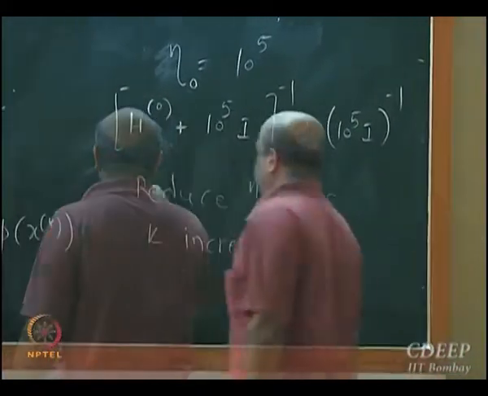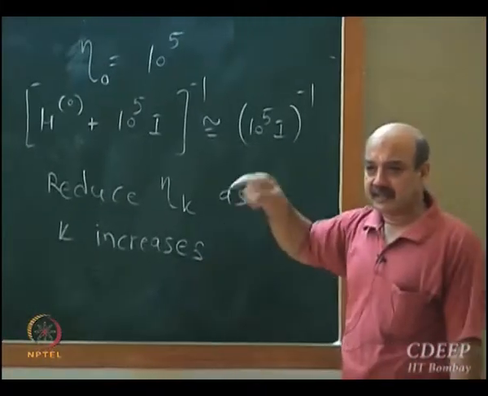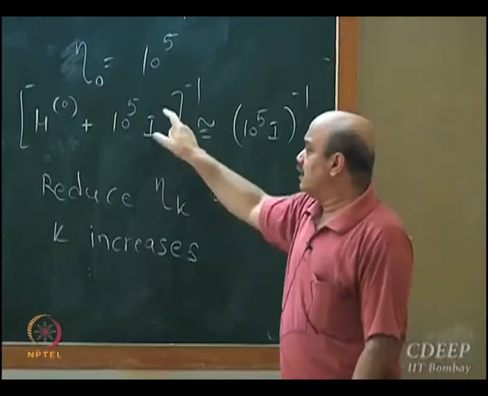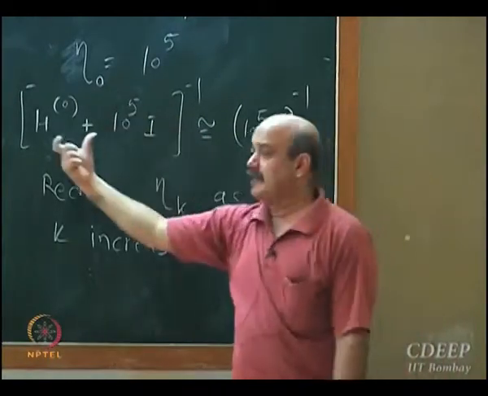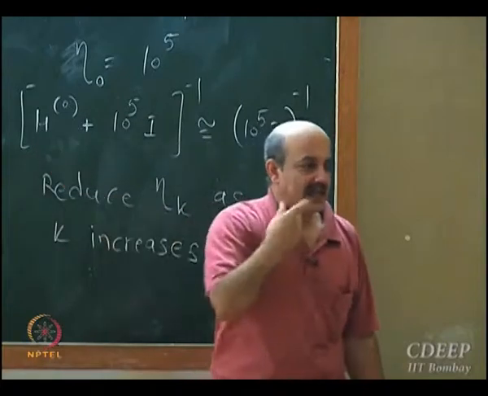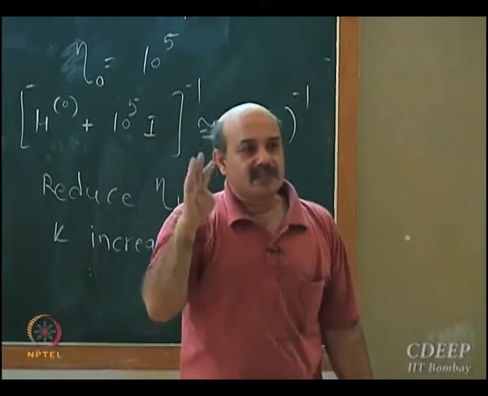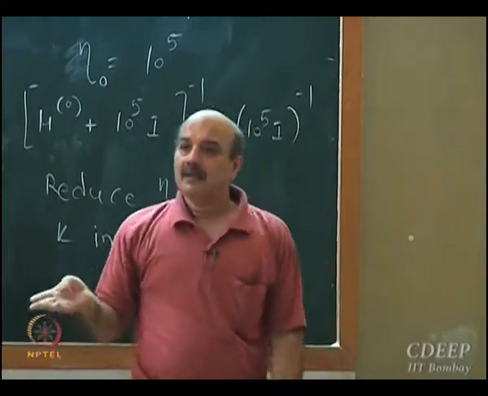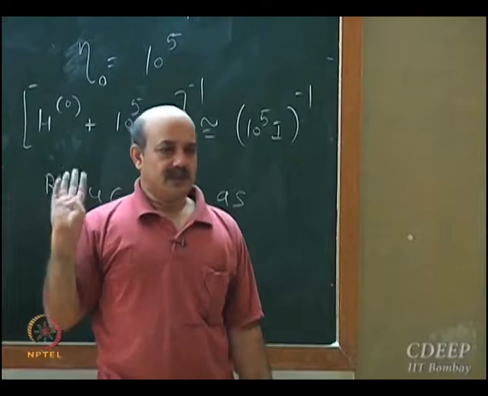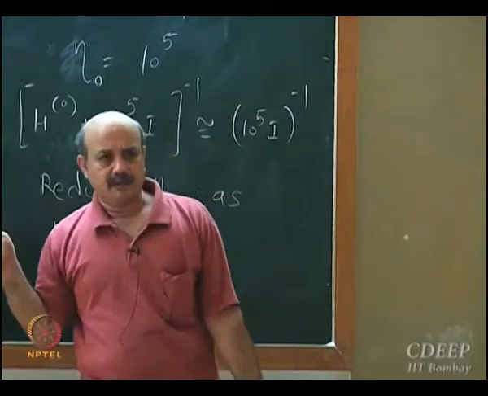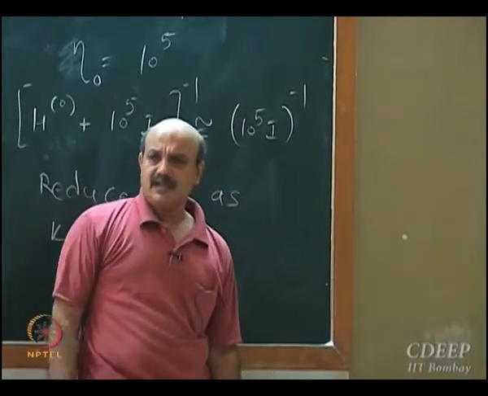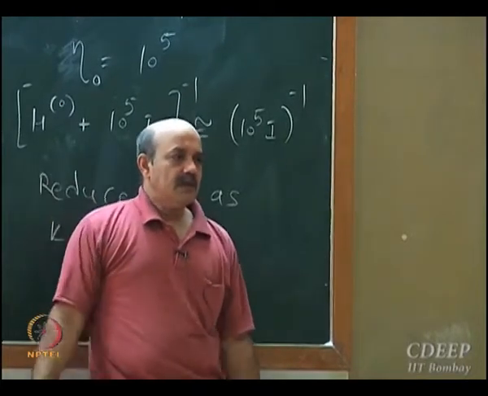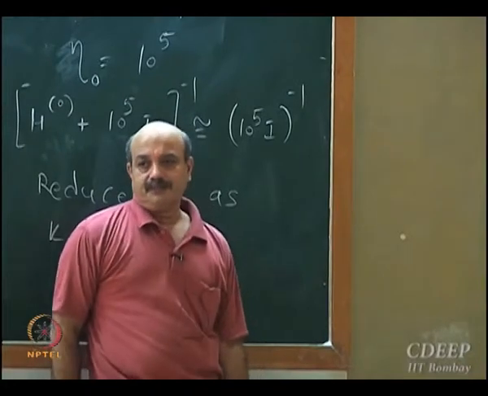So we reduce neta k as k increases by some logic. As neta k reduces, this term becomes smaller and smaller, and the Hessian starts dominating. So initially the method behaves like the gradient method, and later on the method behaves like the Hessian based method. The Levenberg-Marquardt method, I think you have a program in the MATLAB toolbox or any other toolbox, Scilab toolbox. This is one of the popular methods used for solving nonlinear algebraic equations.